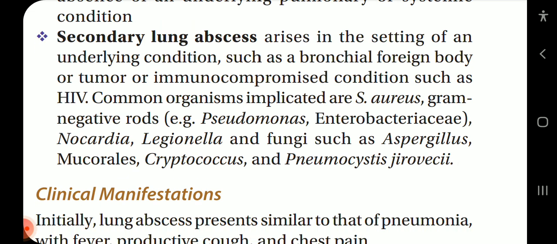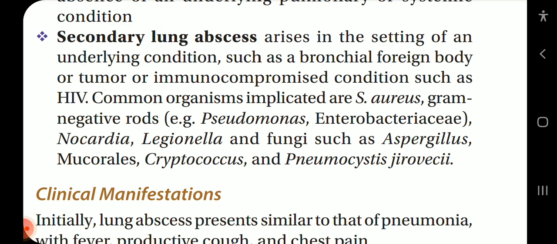Secondary lung abscess arises in the setting of an underlying condition such as a bronchial foreign body or tumor, or an immunocompromised condition such as HIV. Common organisms implicated are Staph aureus, gram-negative rods, for example Pseudomonas, Enterobacteriaceae, Nocardia, Legionella, and fungi such as Aspergillus, Mucorales, Cryptococcus, and Pneumocystis jirovecii.